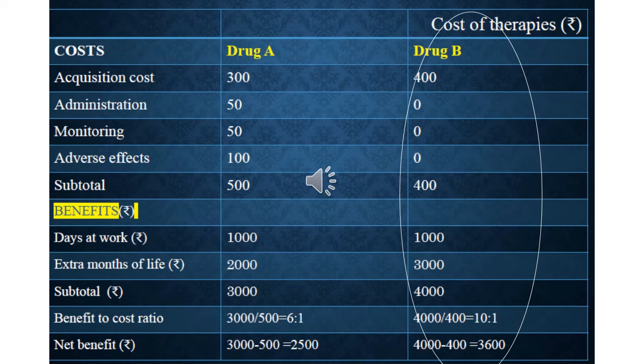Now in this case we also calculate the benefit to cost ratio. It is expected that the cost should be lower and the benefit should be maximum. So in this case, the higher the ratio, the better is the drug. So if you see, drug B is better.